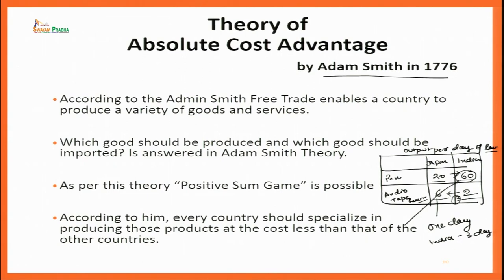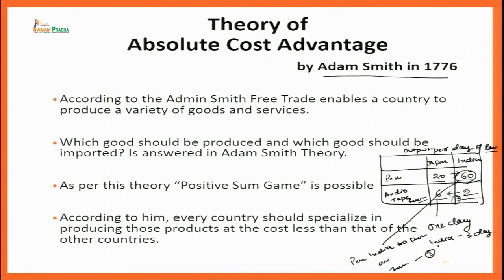And what India can produce in terms of the pen, India can produce 60 pens in one day, whereas Japan needs to produce 60 pens. For this they need to have 3 days. Again, they need to increase their production, right? They need to increase the number of days, then only will they be able to reach this situation.